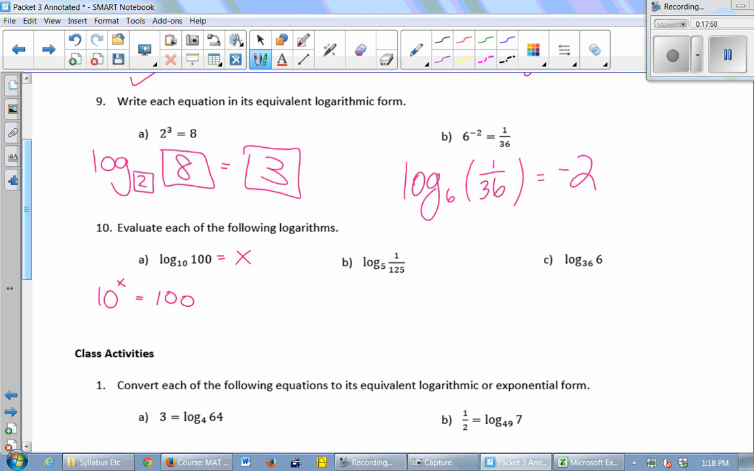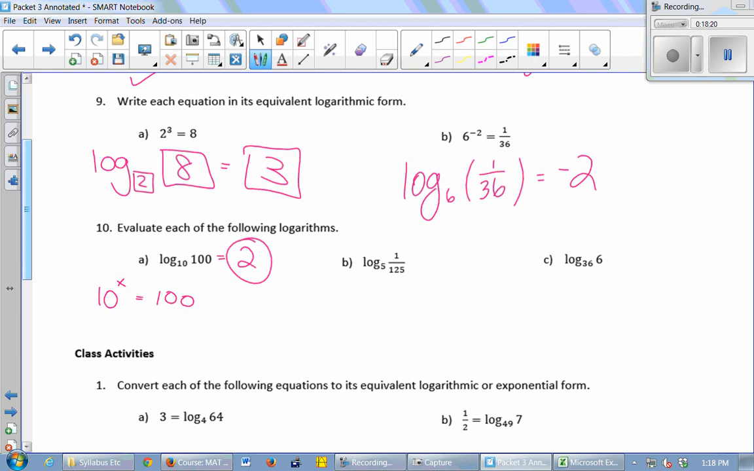2. x, yeah. So the answer is 2. Log base 10 of 100 is 2. So you could translate it every time, or you can learn to read this as log base 10 of 100 means what power do you raise 10 to make 100? Okay. So let's do the next one that way.